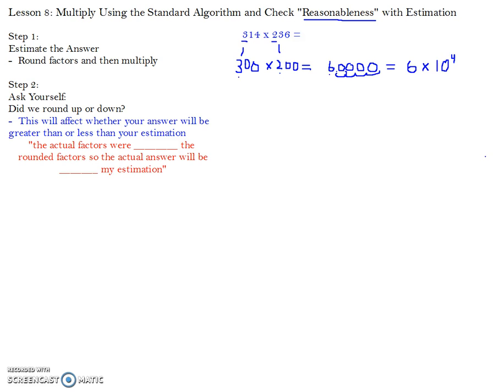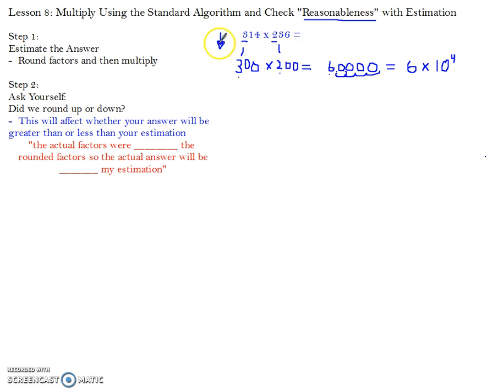Step 2 is you want to ask yourself, did we round up or down? This will affect whether the reasonableness of your answer is greater than or less than your estimation. So in this case, we rounded both of our factors down.